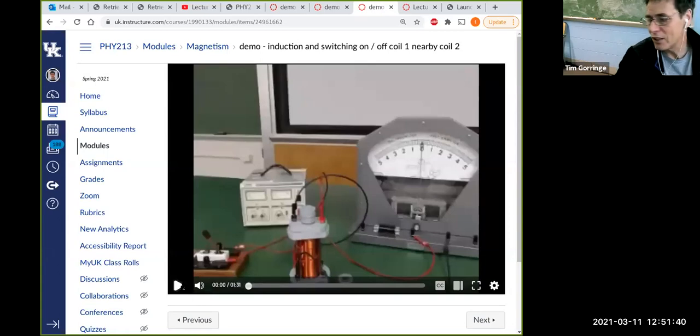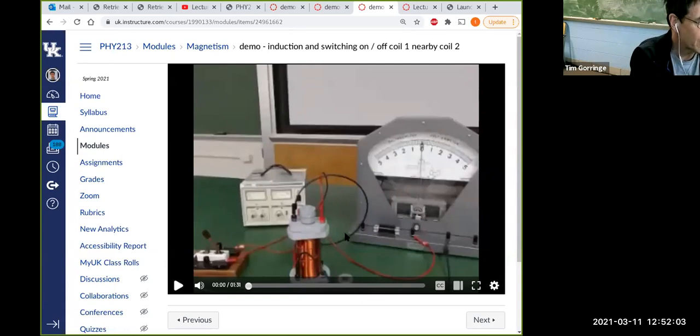Now, this one's a little bit different in a way, but at its heart, its core, it's actually very similar. And so that's why I'm showing you this other video, because you might at first think, well, this looks like a very different effect. But if you think about it in the right way, it's a very, very similar effect.